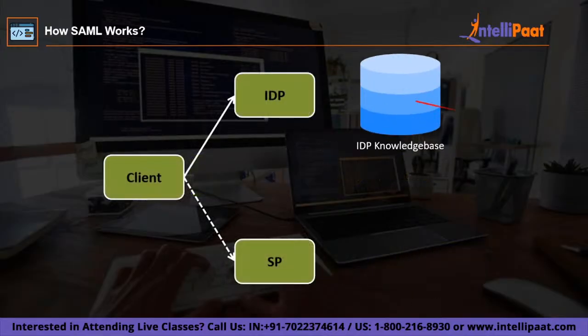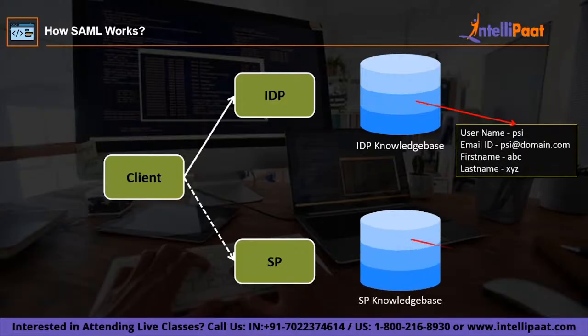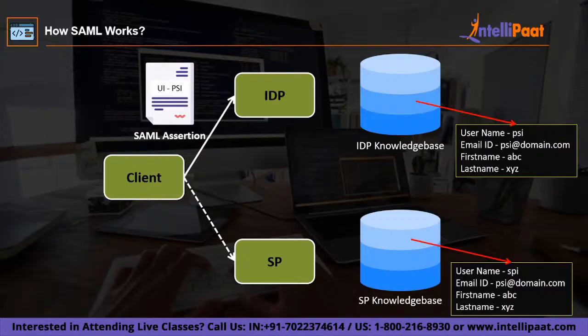The identity provider knows about your user and their attributes. Furthermore, the service provider has its own knowledge about the user. When the identity provider generates an assertion, along the way, IDP populates it with a user identifier and sends it over to the service provider.